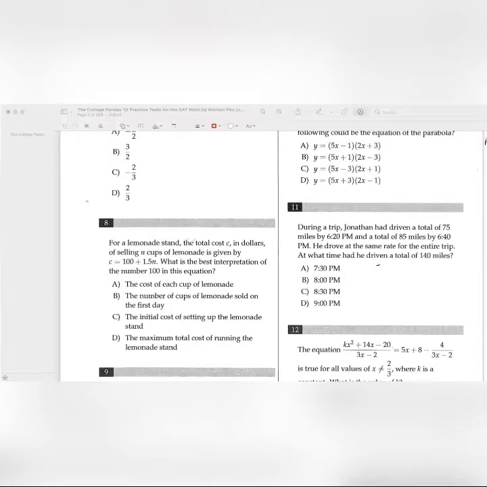For a lemonade stand, the total cost of $C. Okay, what is 100? 100 is the y-intercept, so that's when it's 0. So what is the best interpretation? So when there's 0 cups, it's the initial starting cost of the stand. For a lemonade stand, the total cost fee in dollars of selling n cups of lemonade. Yes, yeah. Okay. We've had like 5 C's in a row.